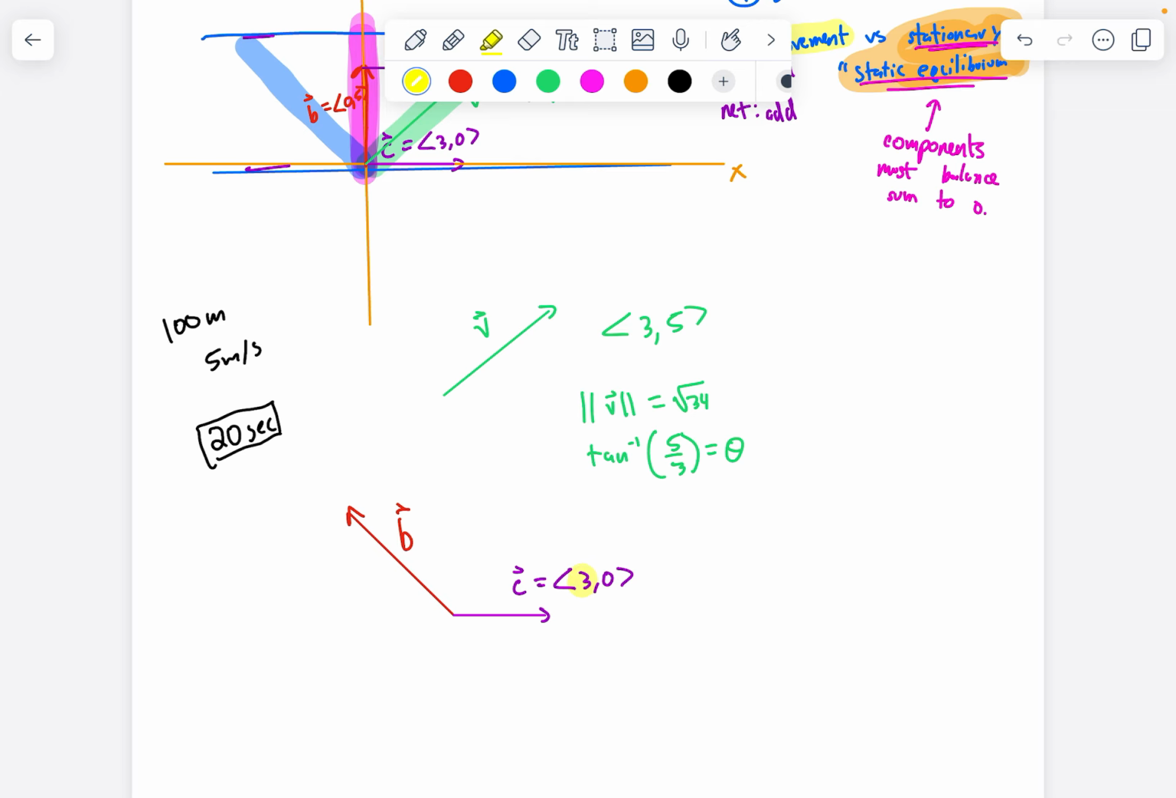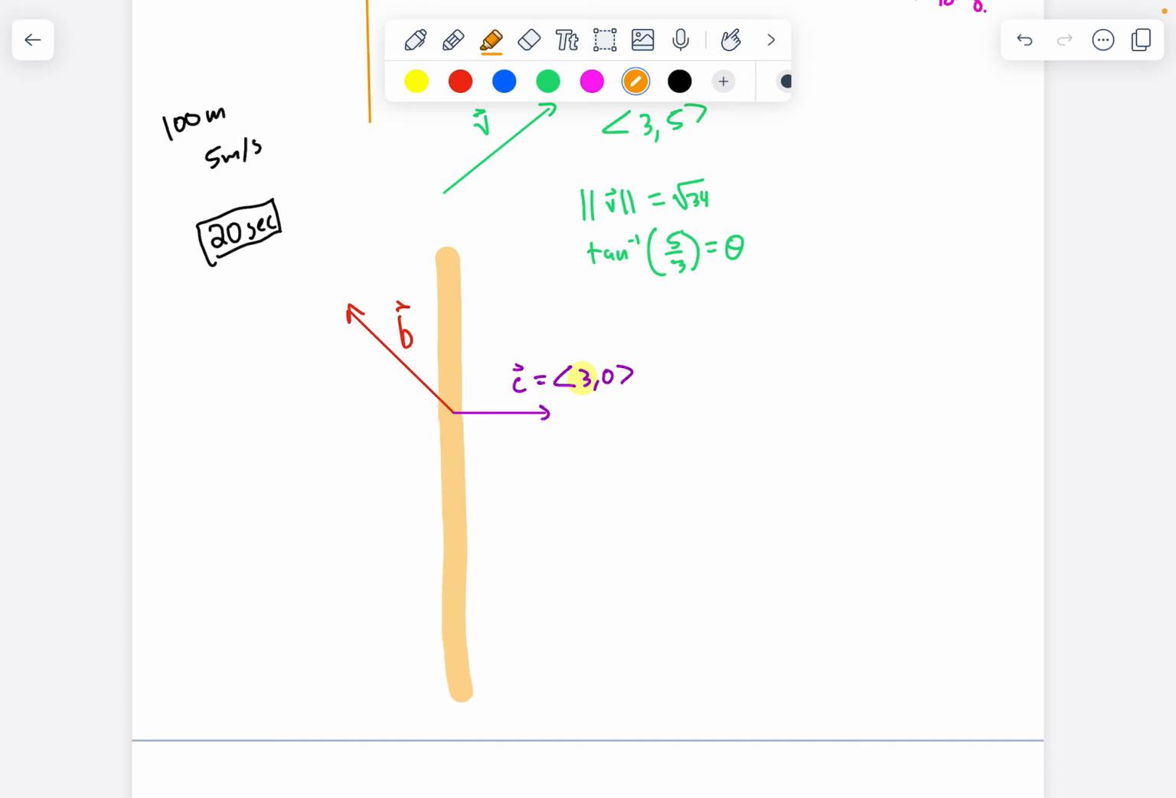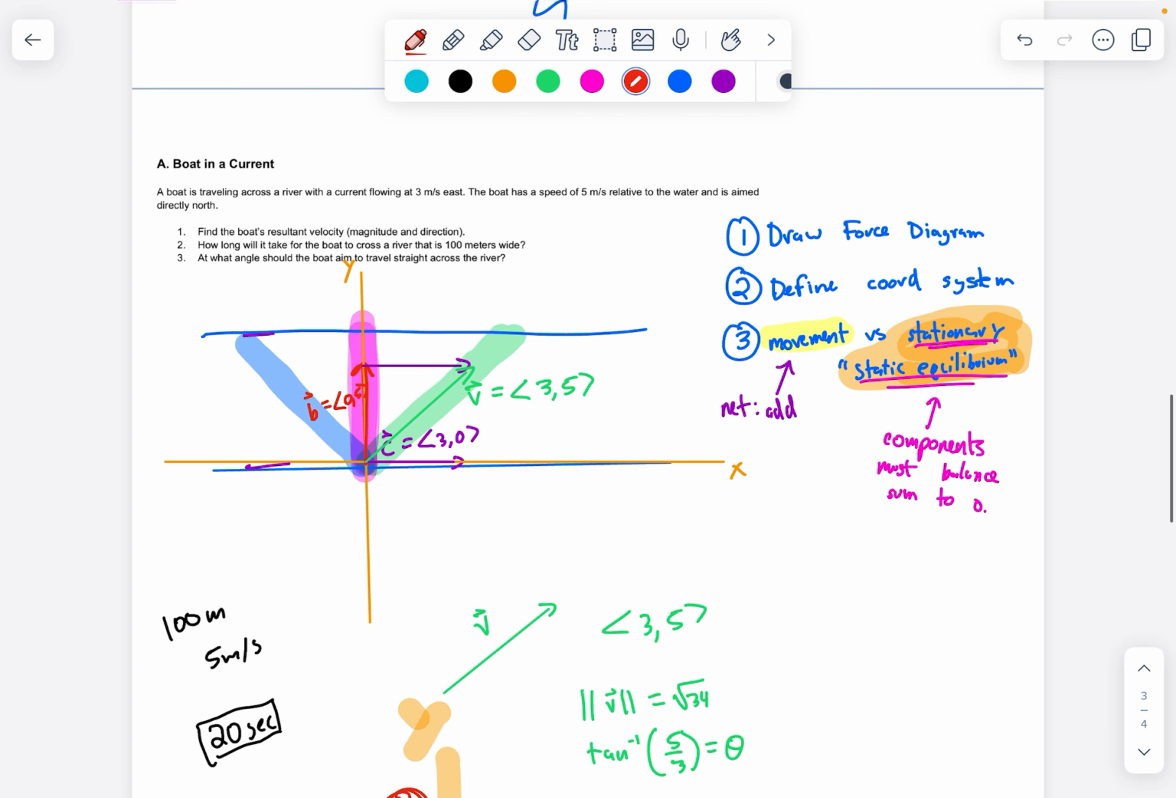So that means that, and I'm going to redraw a little new coordinate system here, x and y. That means that wherever we aim B, the horizontal component of B has to cancel out the horizontal component of the river. And so here, this needs to equal -3. The horizontal part needs to equal -3i. Okay, well, how do we do that? Well, we know the magnitude of B.